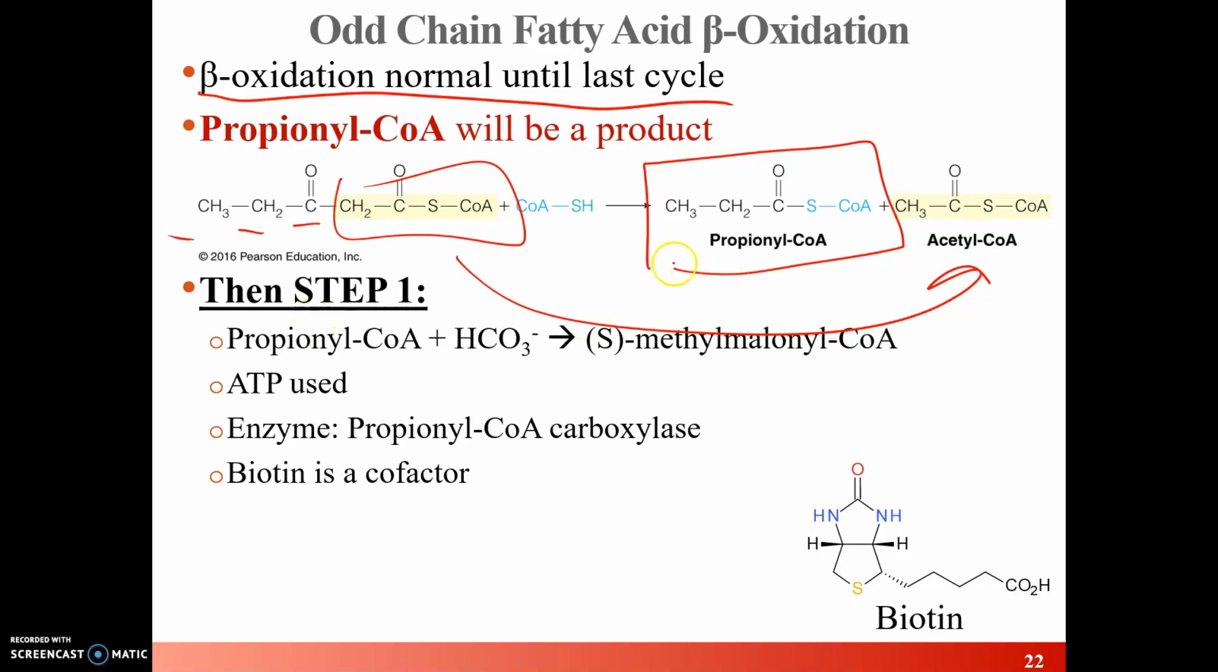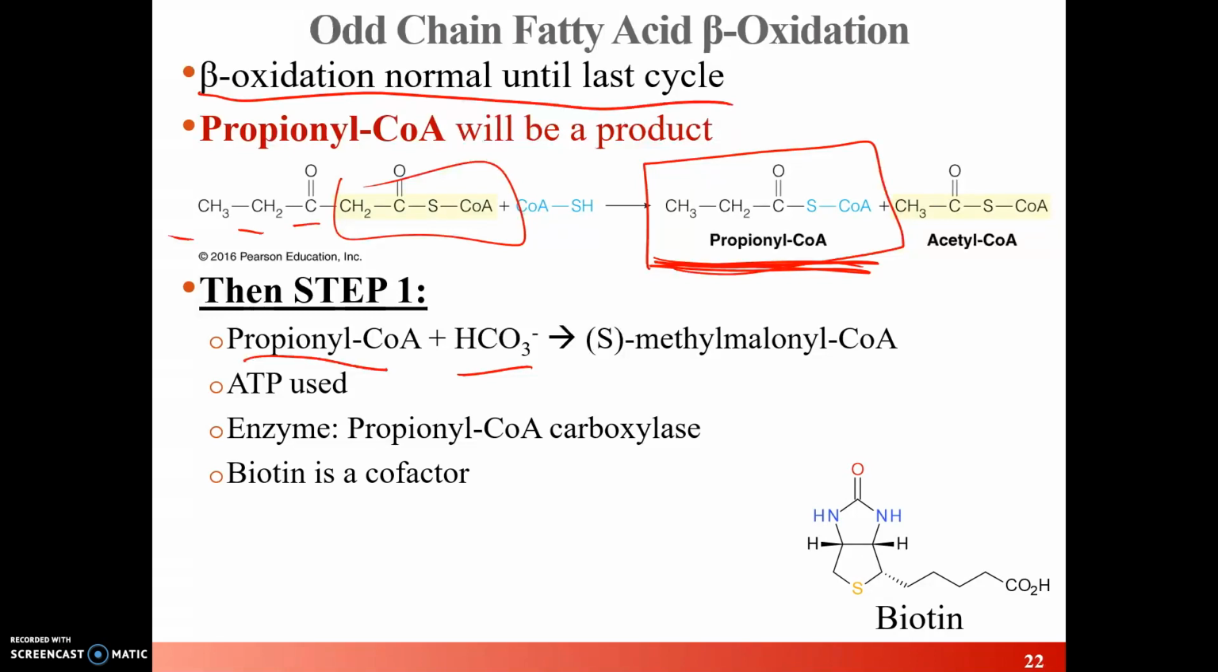Okay, from there, I'm going to number the steps 1, 2, etc. for odd chain fatty acid breakdown. So we start with propionyl-CoA once we've done all the other acetyl-CoAs as was performed for even chain beta oxidation. Okay, so the first step is propionyl-CoA plus CO2, sometimes written as HCO3 negative.